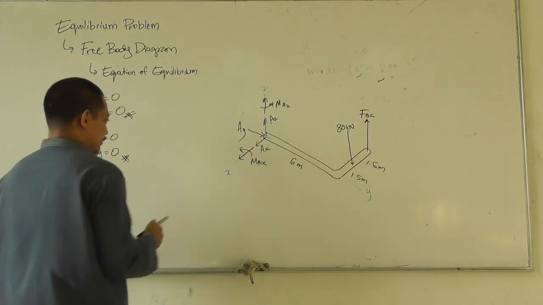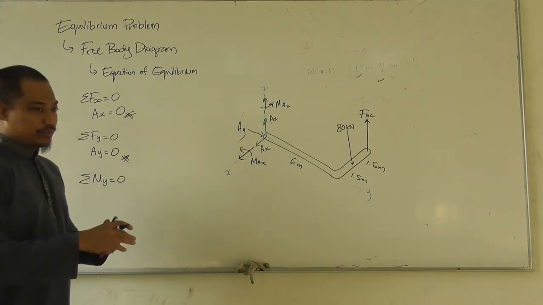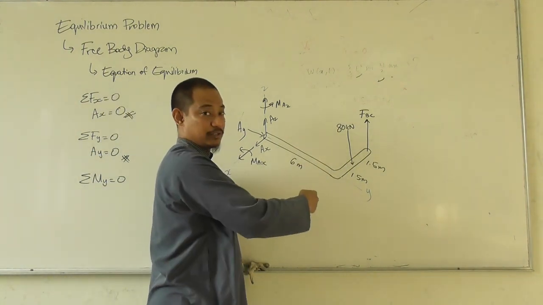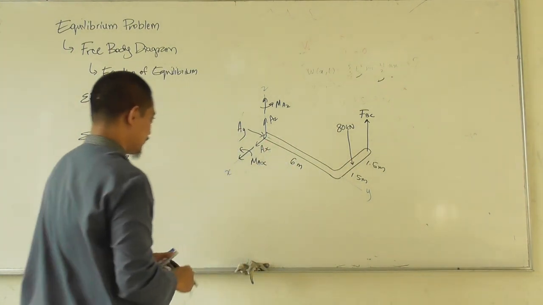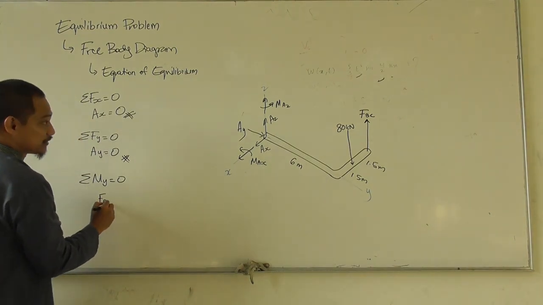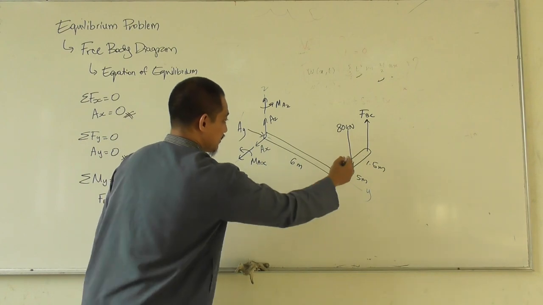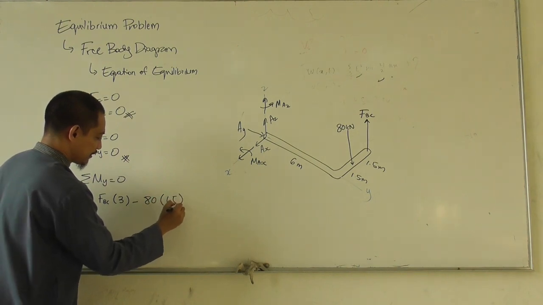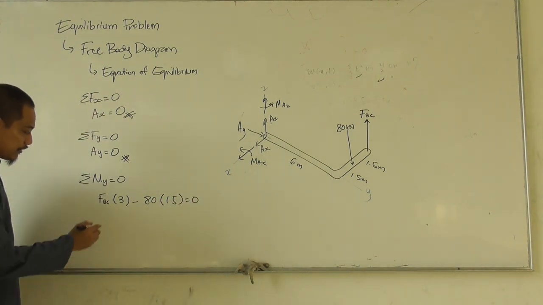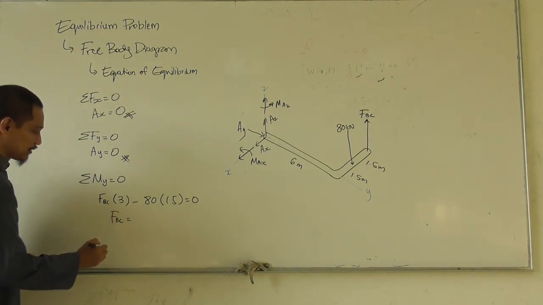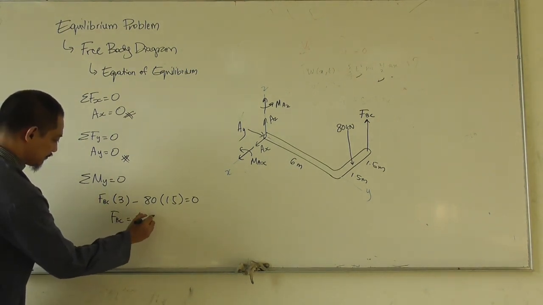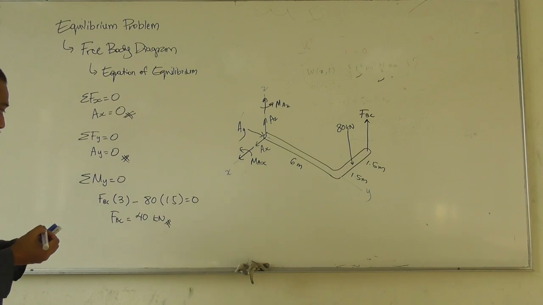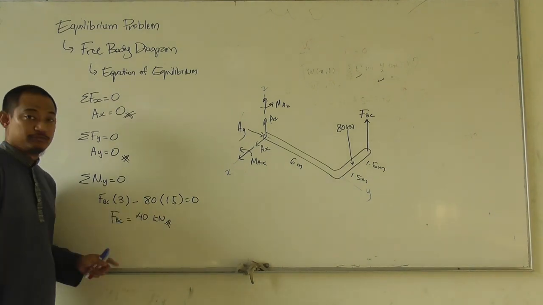Alright, so now moment about y. Normally we'll just use this as direction. So FBC will be clockwise or counterclockwise about y. Should be counterclockwise, meaning it's positive. So FBC, distance of 3. And then this one is clockwise about y, so minus 80 kN times distance of 1.5 equal to 0. And then you will have FBC is basically 40 kN, because 80 divided by 2 is 40. Right, so you have one unknown solved.